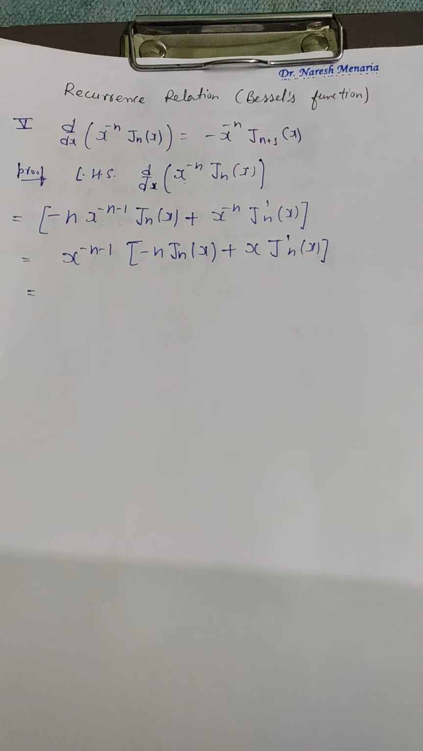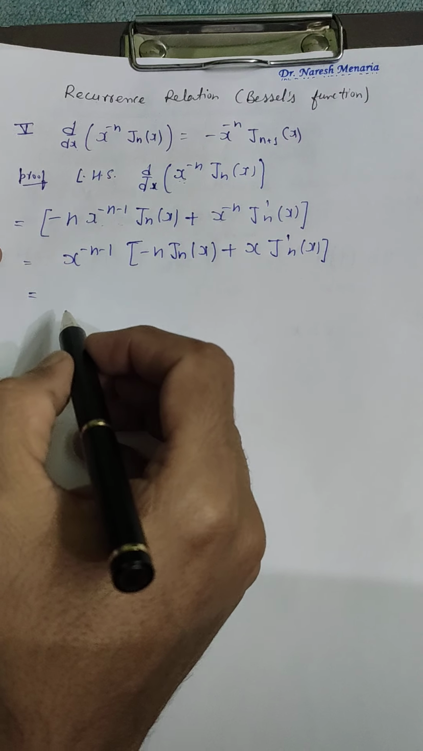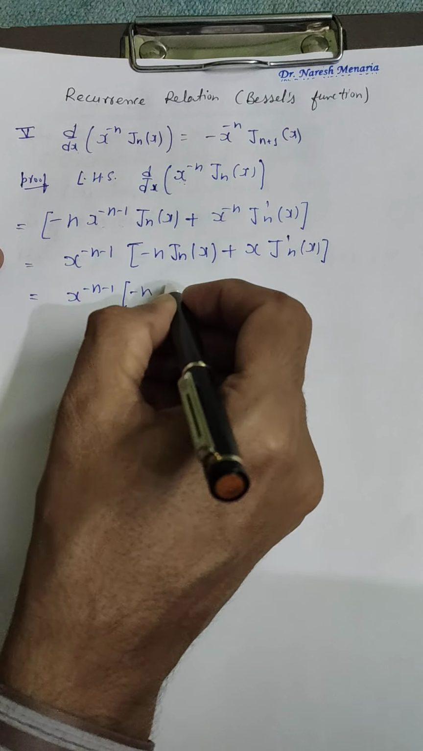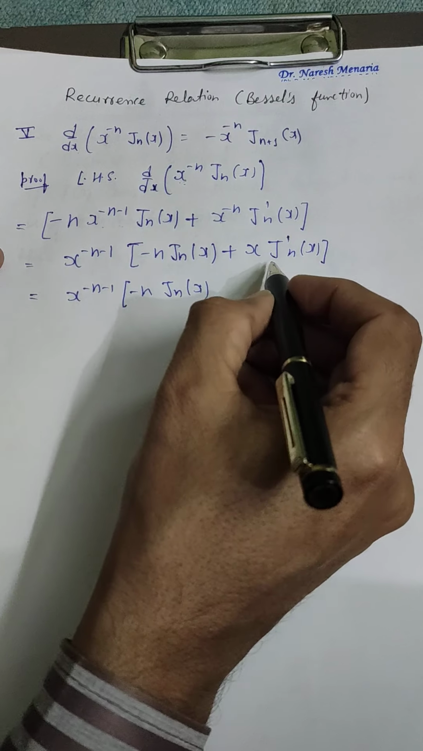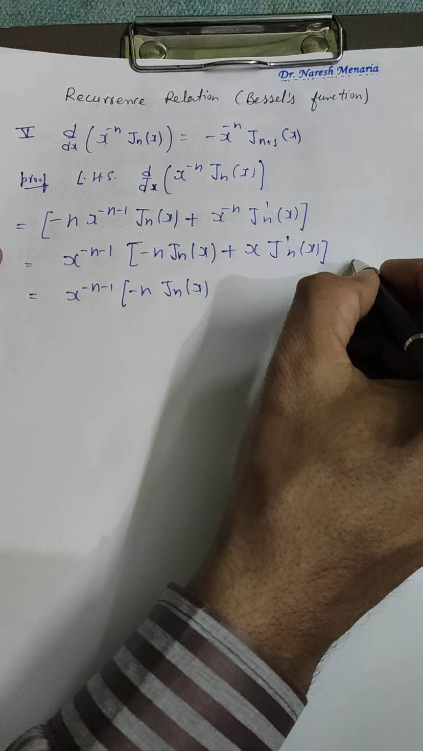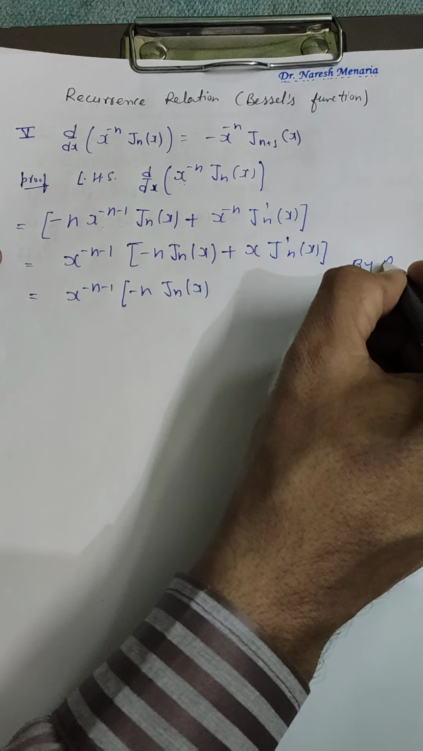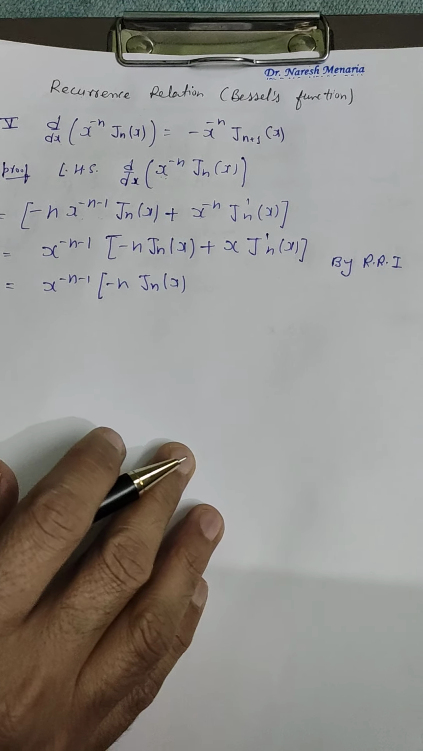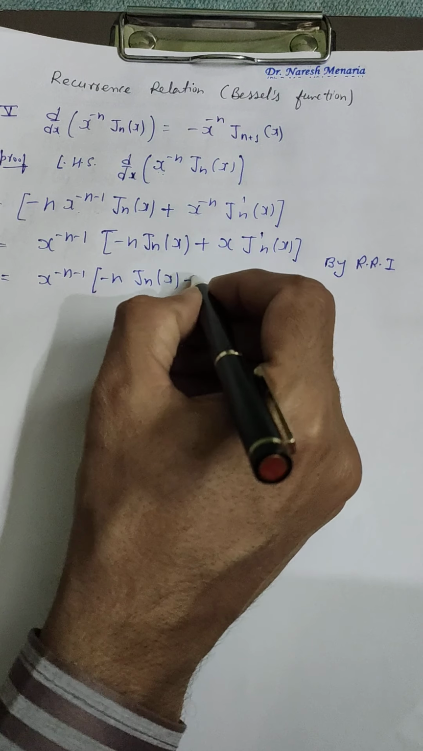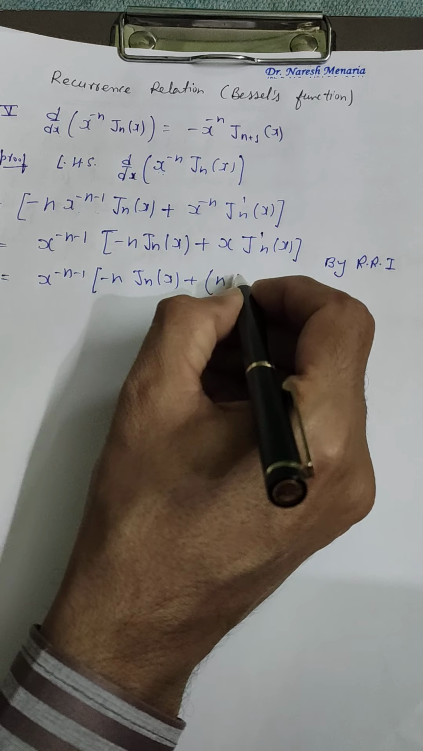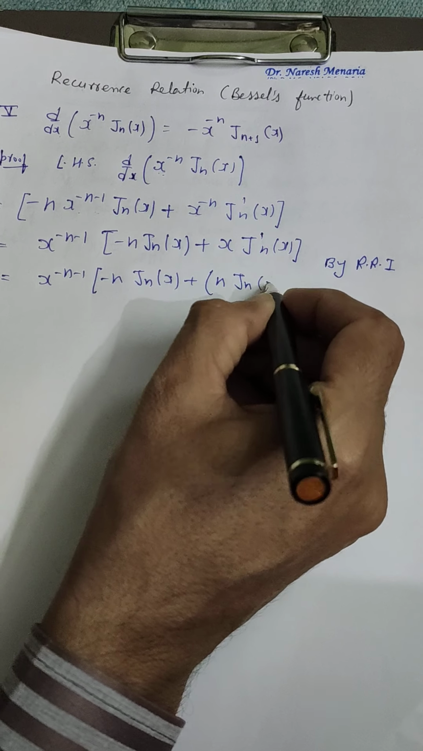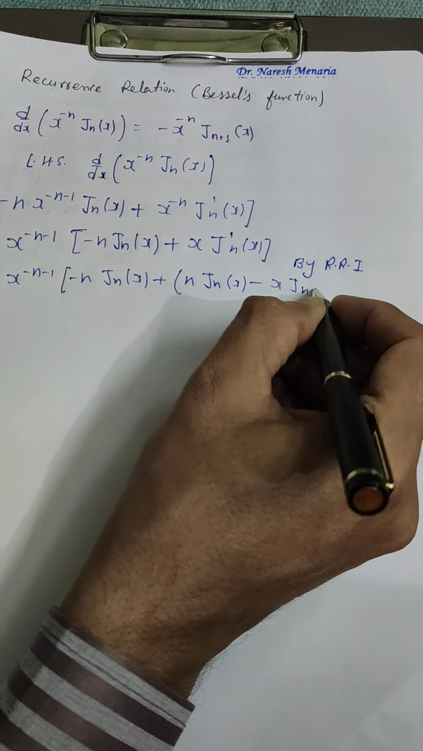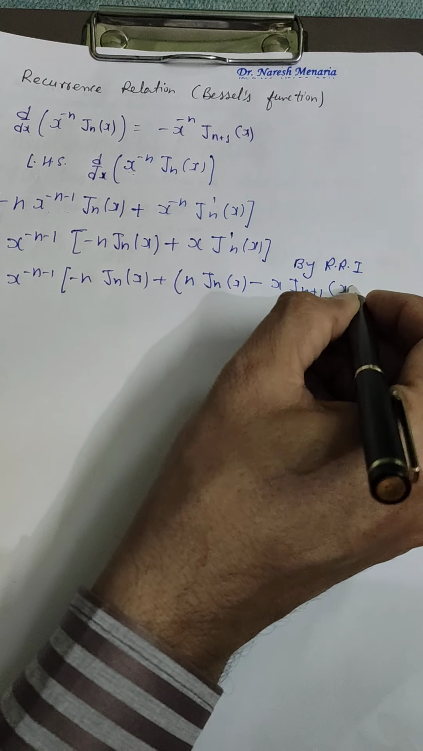Here it is. See what is the value. x to the power minus n minus 1 times minus n J_n(x). Now I am putting the value here by the first recurrence relation. It is plus n J_n(x) minus x J_(n+1)(x).